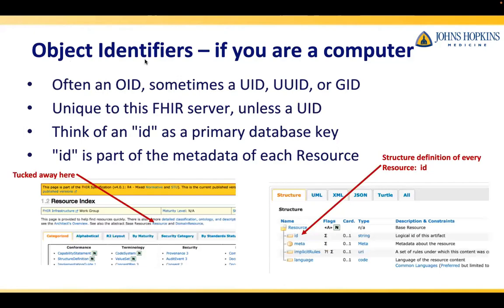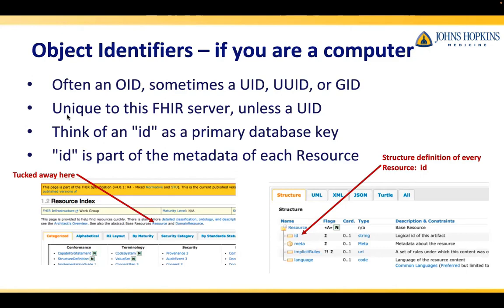All right, a little bit more on object identifiers or IDs if you are a computer. Often an object identifier will be what's referred to as an OID or an object identifier. Sometimes you'll hear it called a UID or a UUID or a GID, where a UID is a unique identifier and a GID is a global identifier.